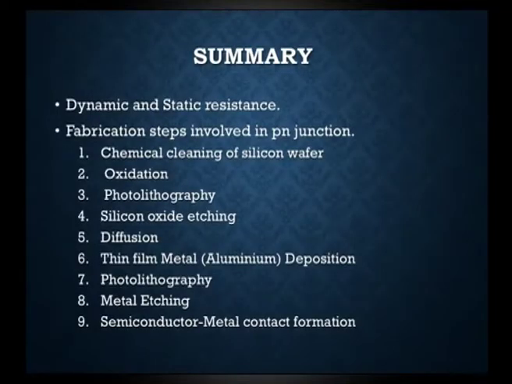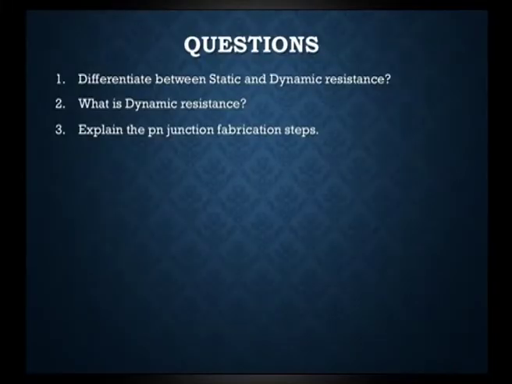And also we discussed the different fabrication steps involved in the PN junction: chemical cleaning of the silicon wafer as the first step, and after that oxidation and photolithography, silicon oxide etching, diffusion where the impurity atom is diffused into the silicon material, thin film metal deposition and photolithography, and finally metal etching, and the semiconductor metal contact formation. Some of the questions of this session are: differentiate between static and dynamic resistance. What is dynamic resistance? Explain the PN junction fabrication steps.